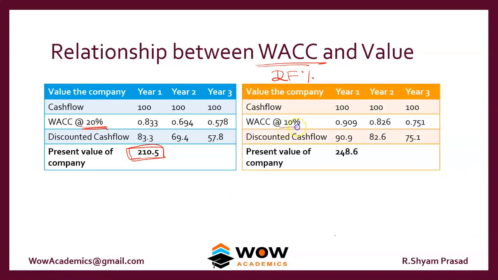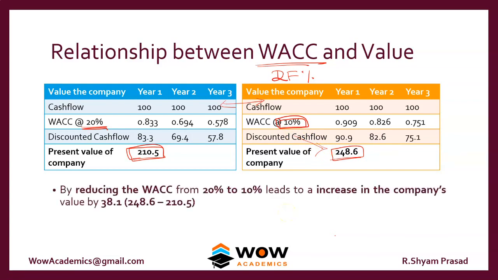If we could reduce our WACC to 10%, then the value of our company comes to 248.6. If you see, the cash flow has not changed. The same company is used, the same cash flow is used, but the discount factor alone changes. This has resulted in an increase in the value of the company. So by reducing the WACC from 20% to 10%, the company's value has increased by 38.1. That is the relationship between WACC and the value of the company.